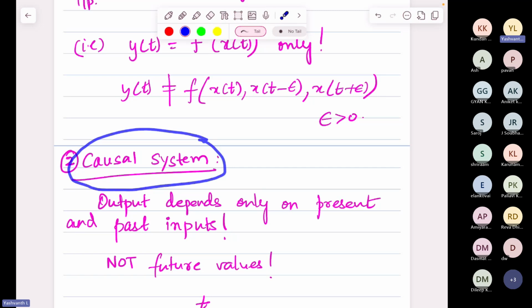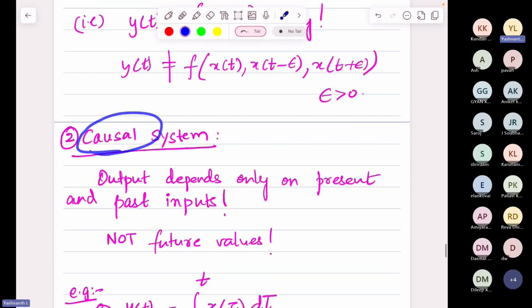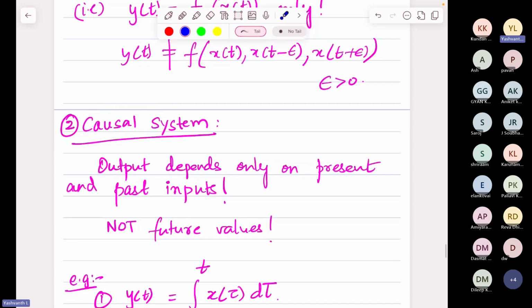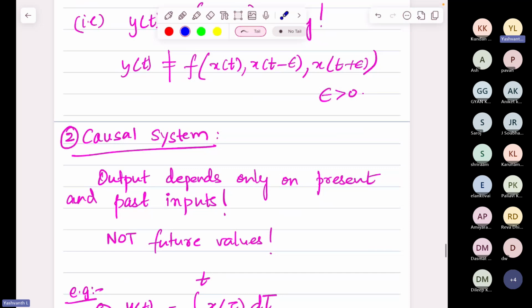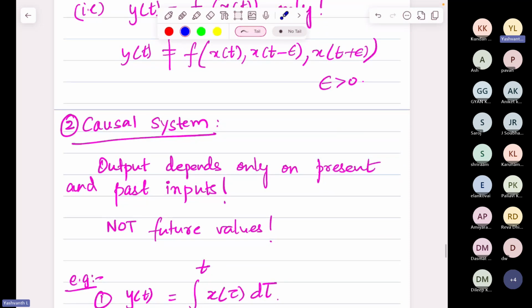Something called causal systems. See the spelling, it's a new word. It's not casual, it's causal. Okay, it's called a causal system. That is, the output depends only on the present and past inputs, not on future values. So it's slightly more than memoryless. Memoryless needs only present input, but in a causal system, you are okay to take past inputs. The present output can depend on past input also, in addition to present input. Okay, output depends on both present and past, but certainly not on future.